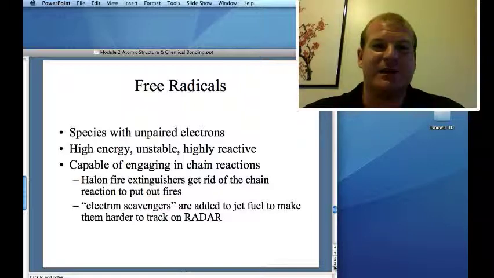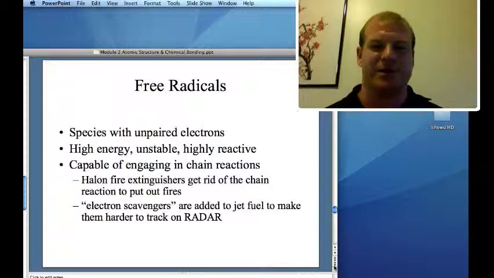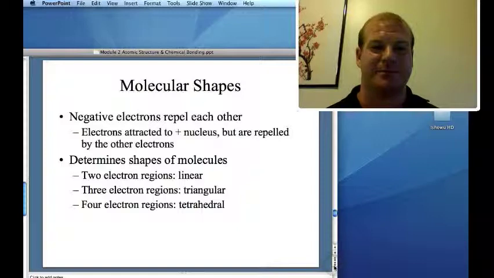Also, sulfur hexafluoride is added to jet fuel. That's part of our stealth technology. It creates free radicals that get rid of the heat signature, and it makes it harder for jets to be tracked on radar, due to the electron scavengers we put in the fuel of our fighter jets and our bombers.